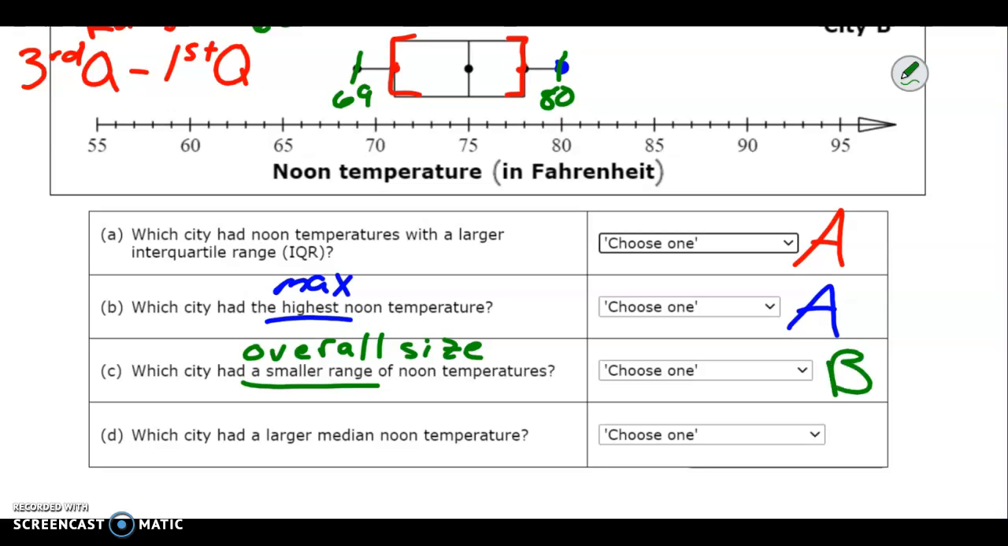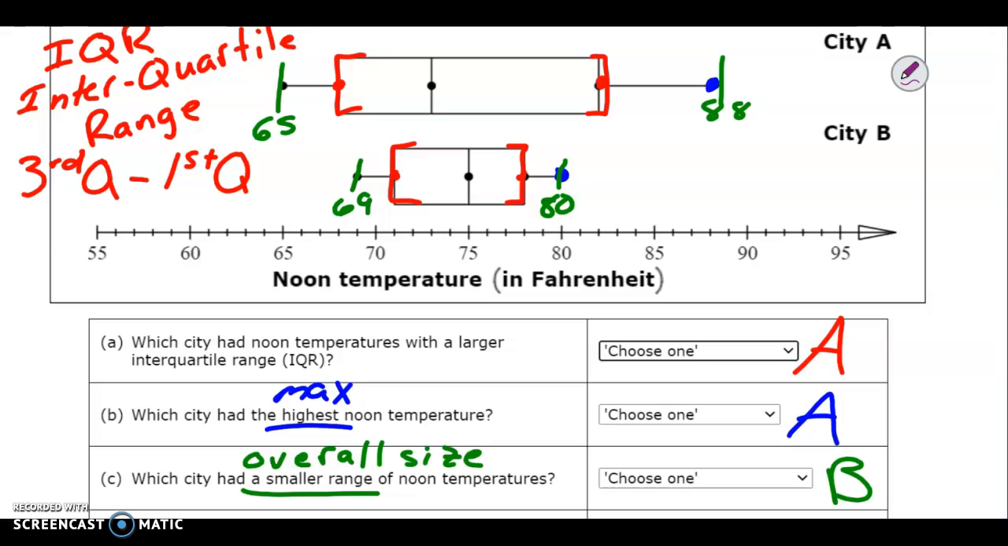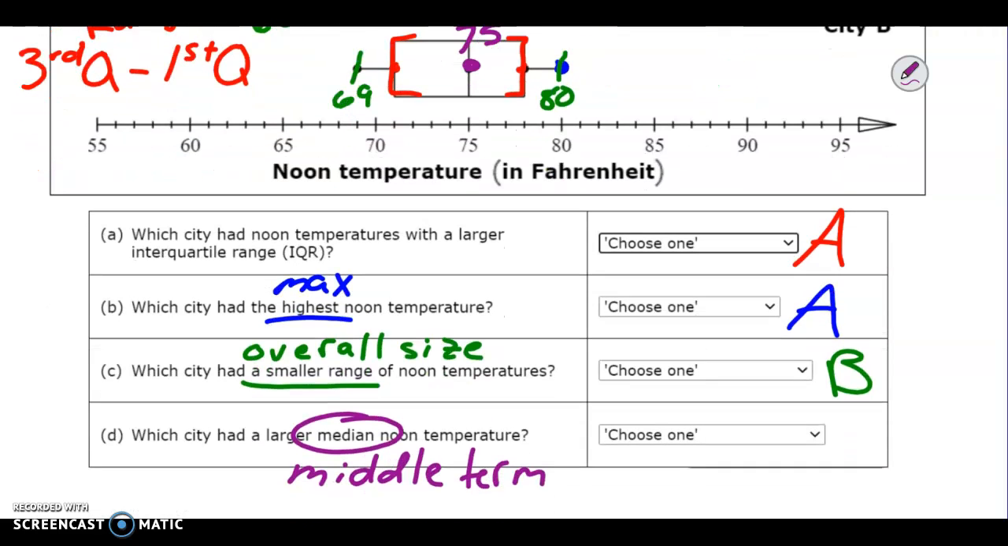And then which city has a larger median noon temperature? When they're specifically asking for the median, we're looking at that middle term. So a lot of what's going on here today is vocabulary and understanding what you're being asked, in terms of the language being used. So the median value, you've got city B is at 75, city A is at 73. Which city had a larger median temp? That's going to be city B. Okay, so just looking at the pictures, you can answer all 4 of these questions as long as you're understanding the language being used here.